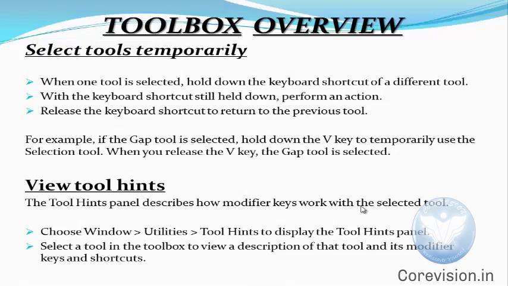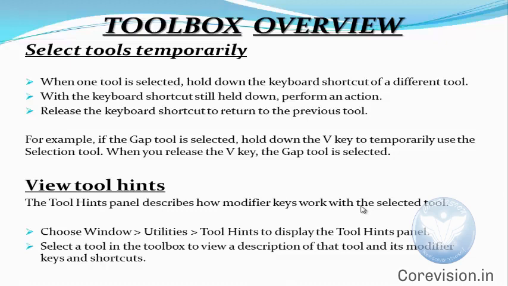Select a tool temporarily. When one tool is selected, hold down the keyboard shortcut of a different tool. With the keyboard shortcut still held down, perform an action. Release the keyboard shortcut to return to the previous tool. For example, if the gap tool is selected, hold down the V key to temporarily use the selection tool. When you release the V key, the gap tool is selected.